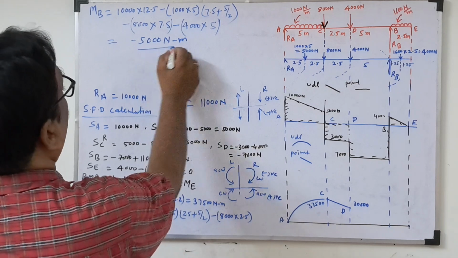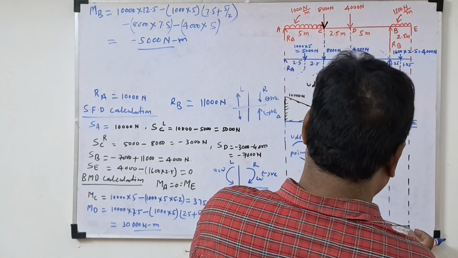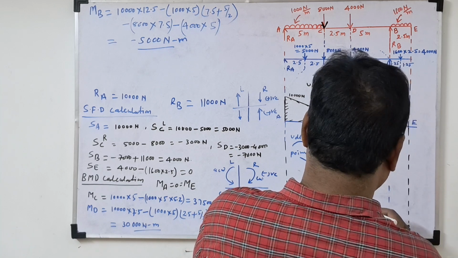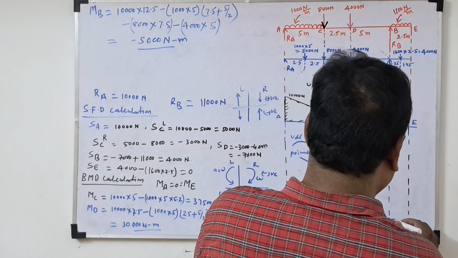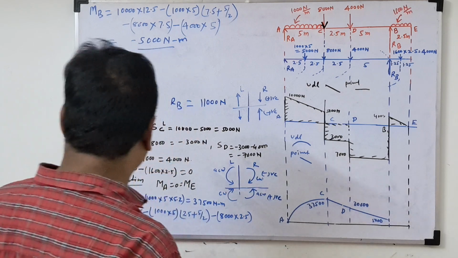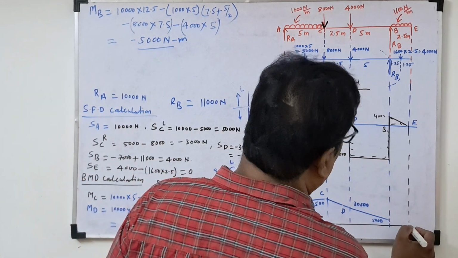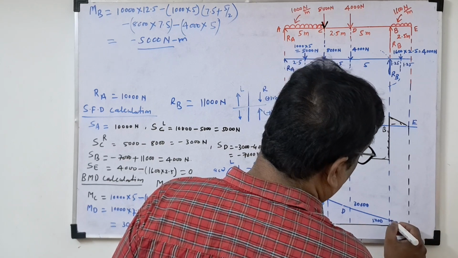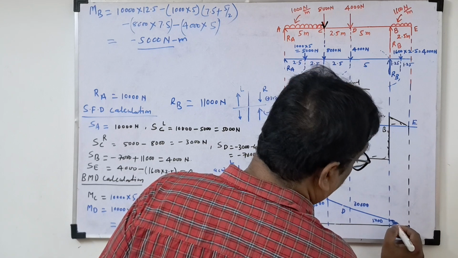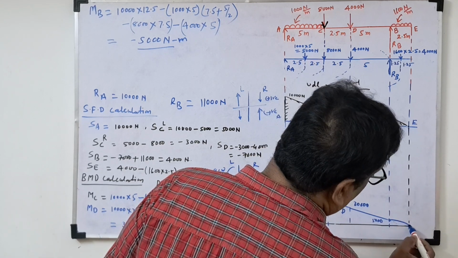Now, again, B. B will be 5,000. So what will be the line here? Again, it will be inclined line only because you have UDL. So 5,000. We draw the inclined line. This is 5,000 for MB. Now this is zero line. But here what we have to draw? We have to draw the parabola, because UDL is there. So this is the curve line here.